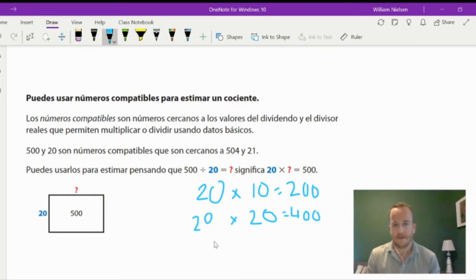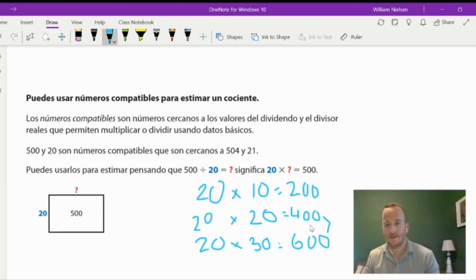Ah, ok, ya casi. 20 por 30, que es 2 por 6. Eso va a ser 600, ¿verdad? Es demasiado. Ok, entonces sabemos que nuestra respuesta es entre, o sea, 400 y 600, ¿verdad? Es 500. Y la respuesta que queremos hallar es entre 20 y 30, que es, ¿qué es? ¿Qué tal 25? Ok, entonces estamos estimando, ¿verdad? No tiene que ser exacto, pero es más o menos 25.